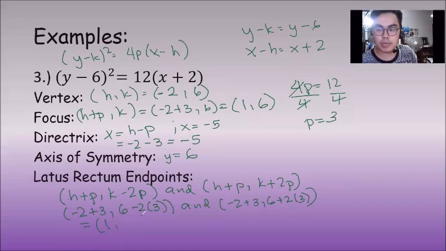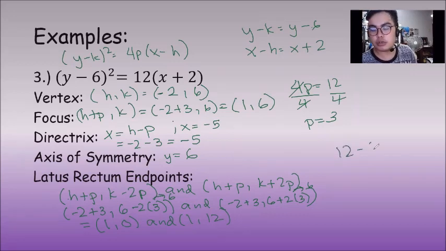While 6 minus 2 times 3, so 2 times 3 is 6, right? So 6 minus 6 is 0. And negative 2 plus 3 is 1. Then 6 plus 2 times 3, so 2 times 3 is equal to 6. So 6 plus 6 is equal to 12. So now, in order to find the latus rectum, we're going to subtract the y coordinates. So 12 minus 0 is equal to 12. So this is the latus rectum for this parabola. Keep in mind that the absolute value of 4p is the latus rectum for each parabola.